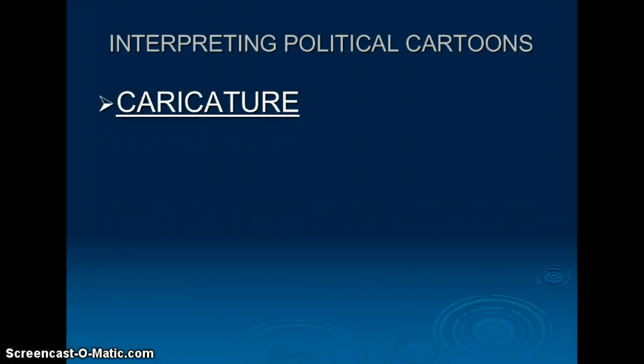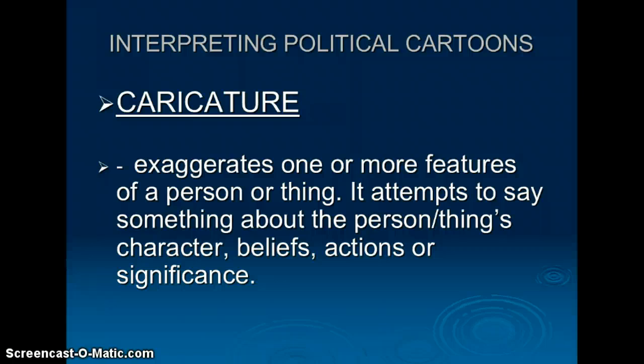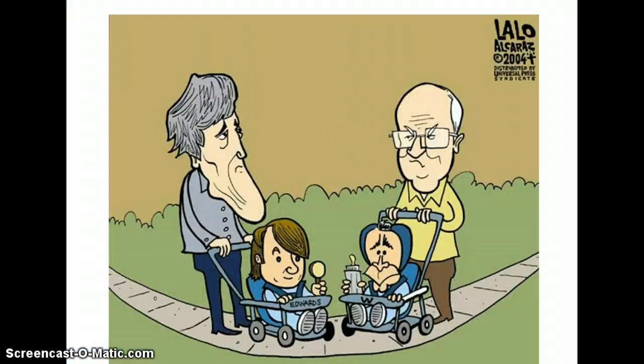We talked about caricature, and again, that exaggerates one or more features of a person or element in the cartoon. And it's attempting to say something about the person or thing's character, beliefs, actions, and so on as a result of the exaggeration. Here's an example. These individuals, political figures, have their features exaggerated to make a point. However, they are still recognizable, and that's part of the ability of the cartoonist to offer and communicate an opinion, perspective, or point of view.